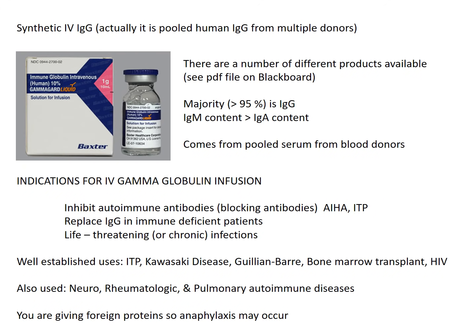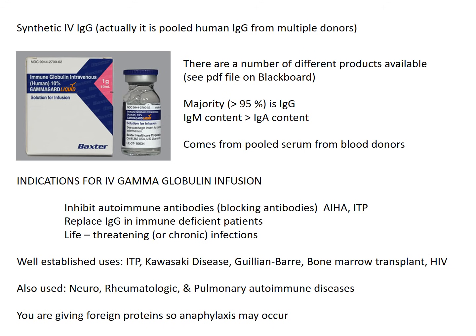Have you guys ever given synthetic gamma globulin? Synthetic gamma globulin is actually pooled IgG from multiple donors. There are numbers of different types of pharmaceutical gamma globulin. Most of the gamma globulin is IgG content. There are a lot of different indications for giving somebody gamma globulin.